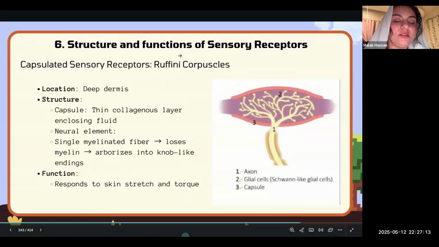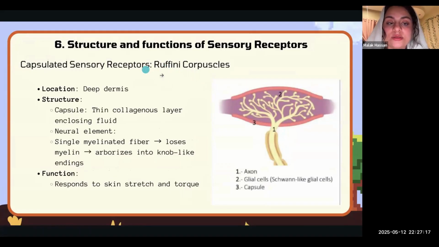Then you have the other encapsulated sensory receptor, which is Ruffini's corpuscle, and it's found deep in the dermis. It has a thin collagenous layer enclosing fluid, and a single myelinated fiber loses its myelin when it enters, and then it forms a kind of tree with knob-like endings, and it responds to skin stretch and torque as well.